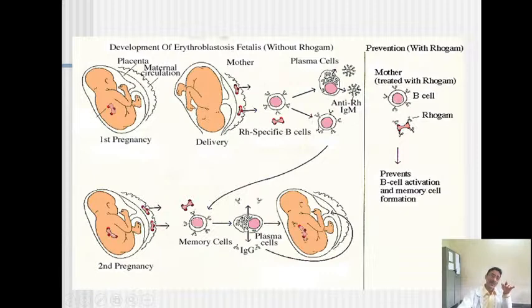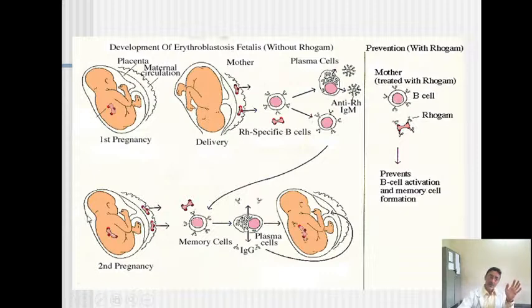Now this is the first pregnancy which has happened. The Rh positive cells from the fetus, during delivery, cross the placenta and enter into the maternal circulation. In the maternal circulation, these Rh positive antigens or RBCs will stimulate the immune system, especially the plasma cells, and antibodies will be developed. So anti-Rh antibodies are developed. Now these anti-Rh antibodies will remain in the maternal circulation.